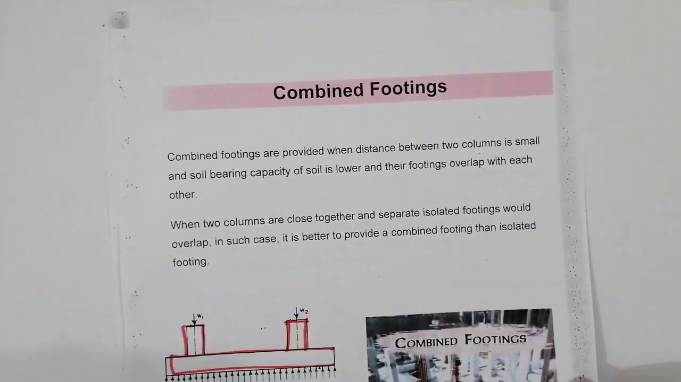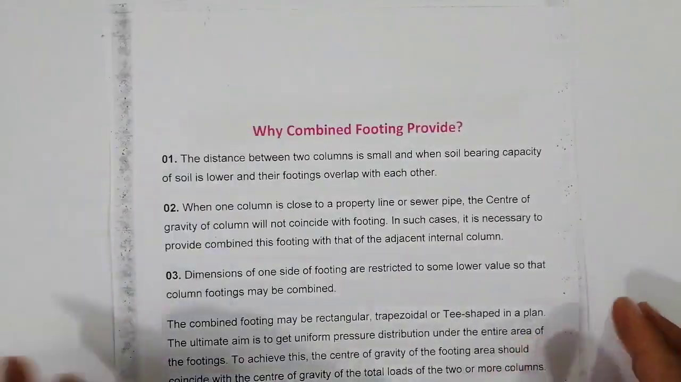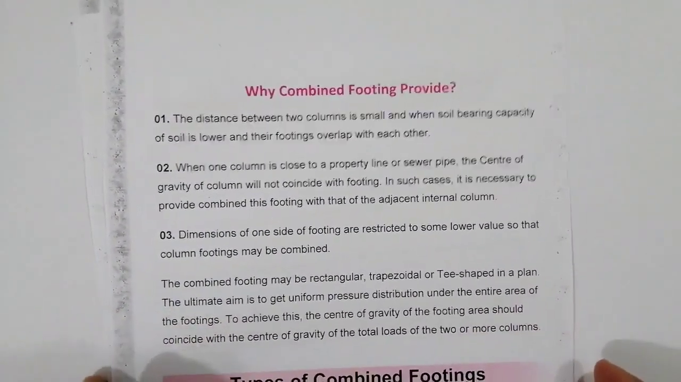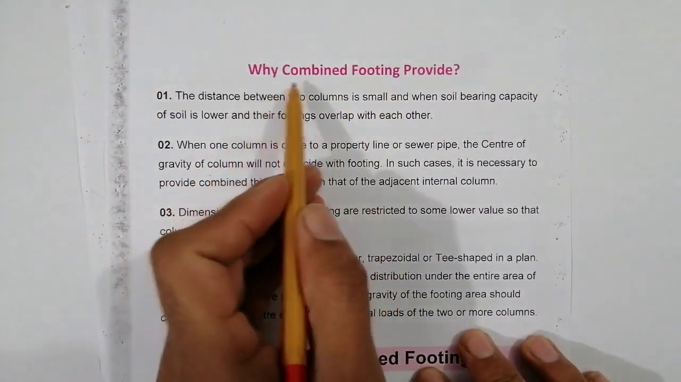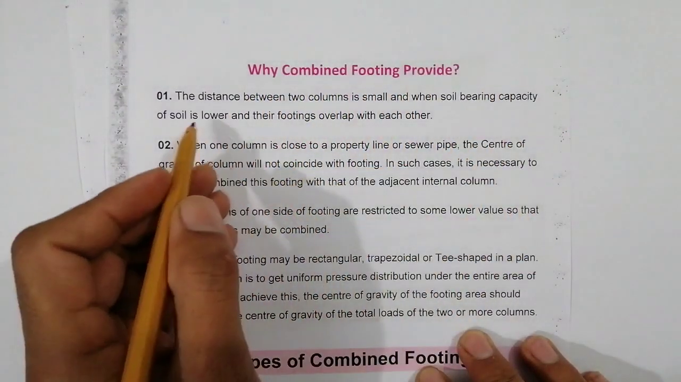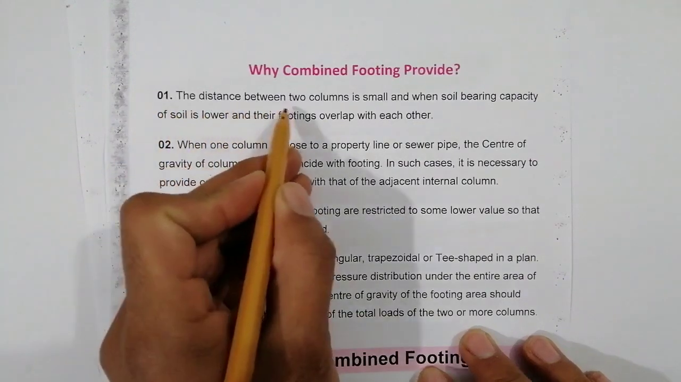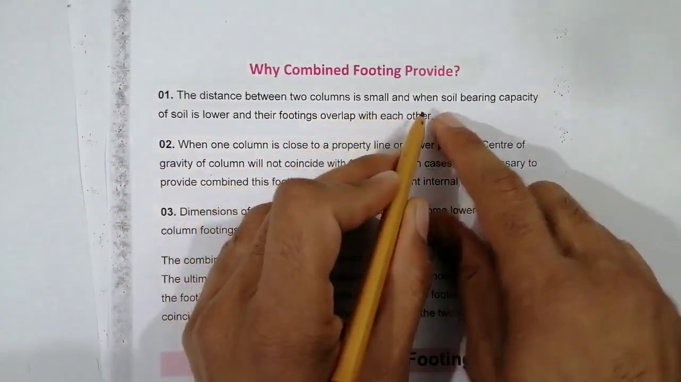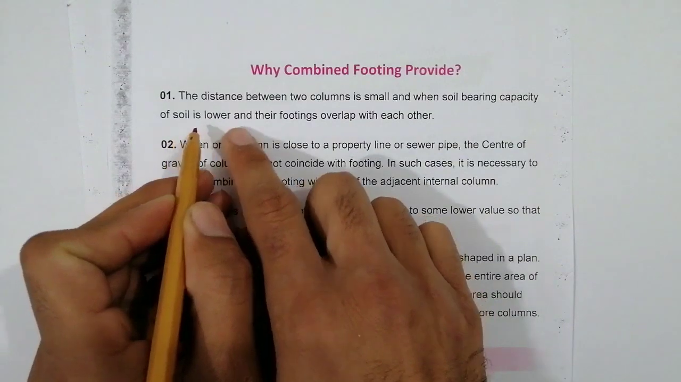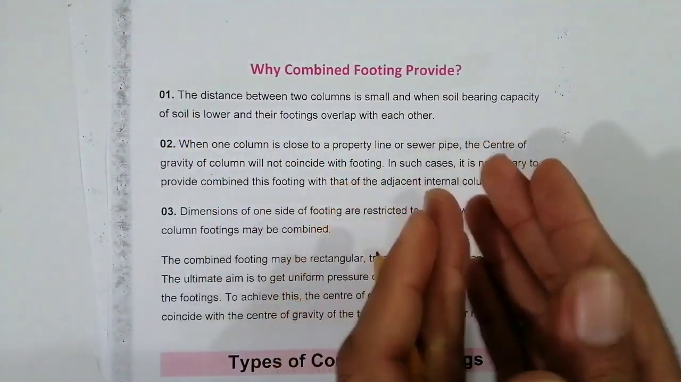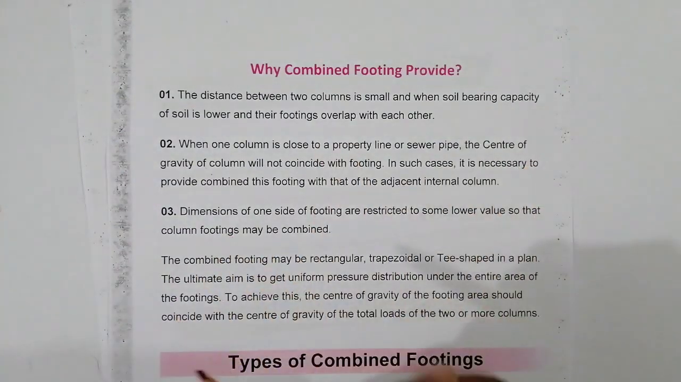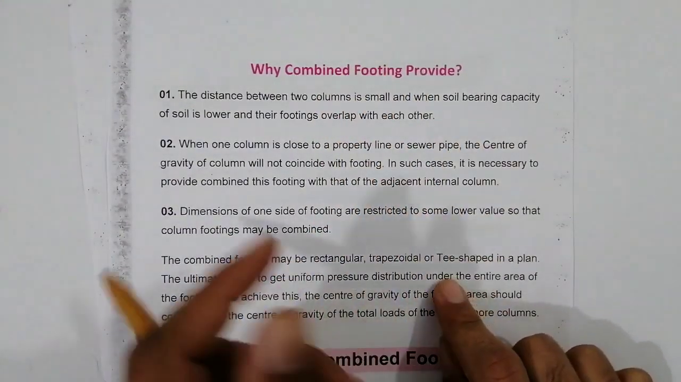Now guys, let me discuss why we provide combined footing. Why are combined footings provided in building construction? This is the second topic, sorry. First point: the distance between two columns is small, the soil bearing capacity is lower, and their footings overlap with each other, as I discussed before. Therefore, we provide combined footings.